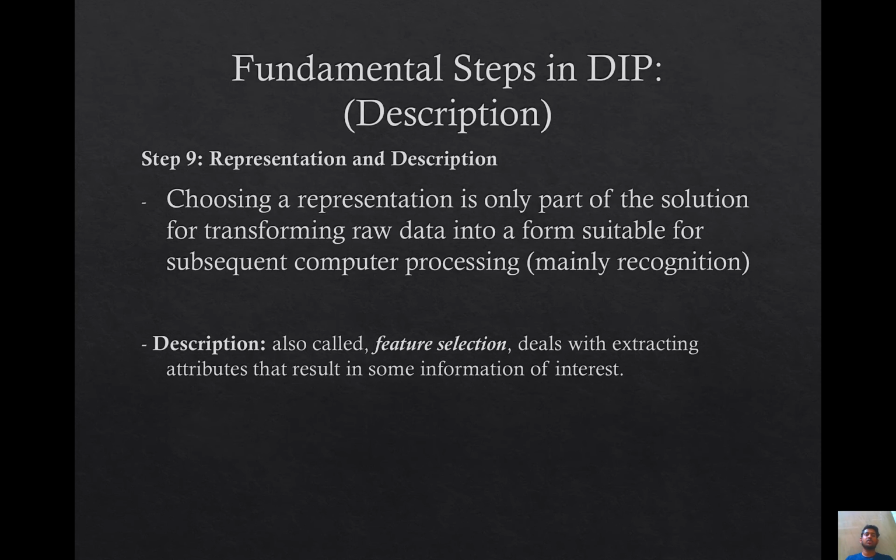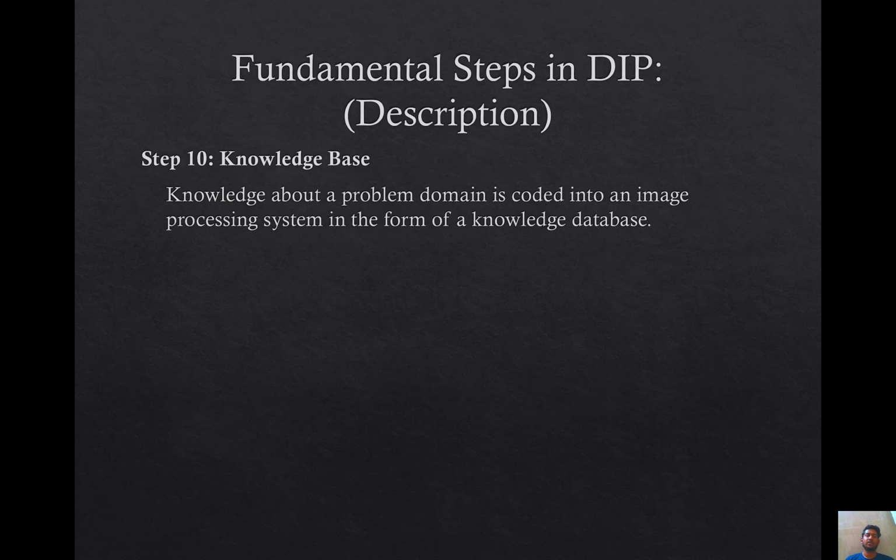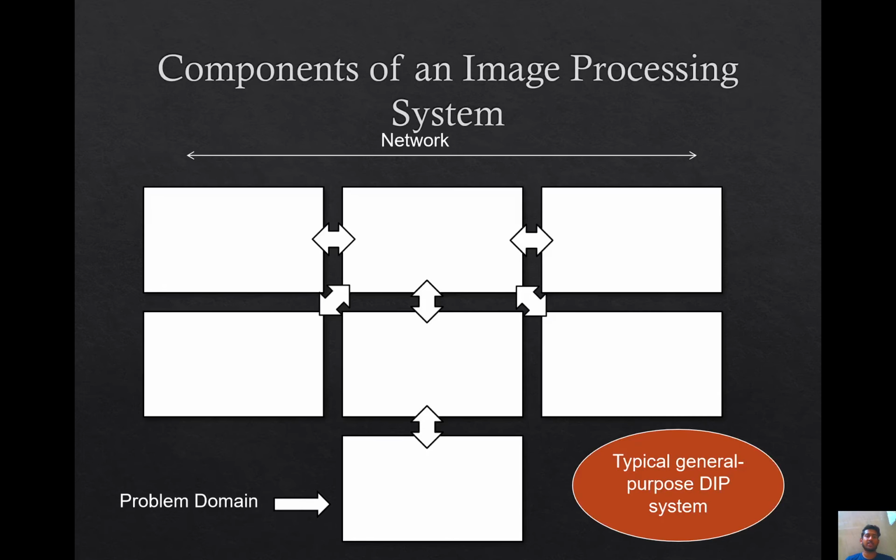Representation and description. Choosing a representation is only part of the solution for transforming raw data into a format suitable for subsequent computer processing. Description, also called feature selection, deals with extracting attributes that result in some information of interest. Recognition and interpretation. Recognition is the process that assigns a label to an object based on the information provided by its description. Knowledge base: knowledge about the problem domain is encoded into an image processing system in the form of a knowledge database.